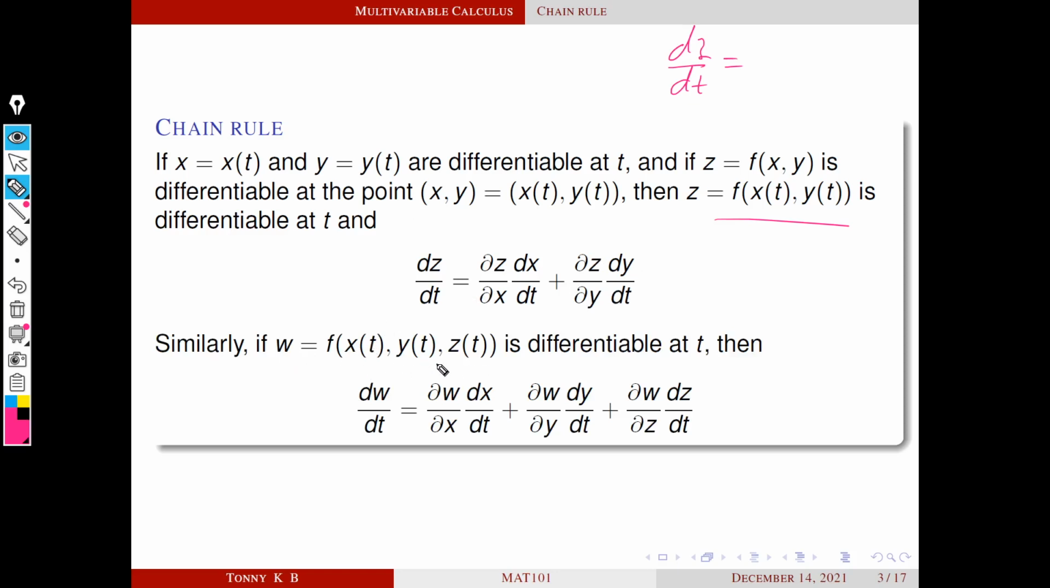A similar result holds for a three variable function. Suppose w depends on x, y and z, and x, y and z also depend on t. Then it is clear that you can convert our w in terms of t, right? So we can find dw by dt. So this is the rule for the three variable case. Dw by dt is equal to dou w by dou x into dx by dt plus dou w by dou y into dy by dt plus dou w by dou z into dz by dt.